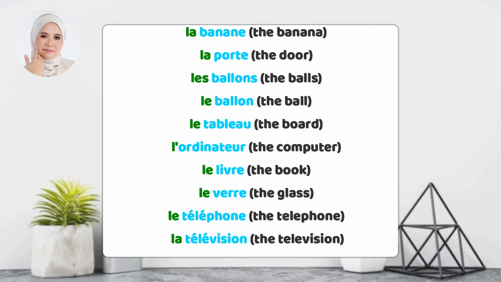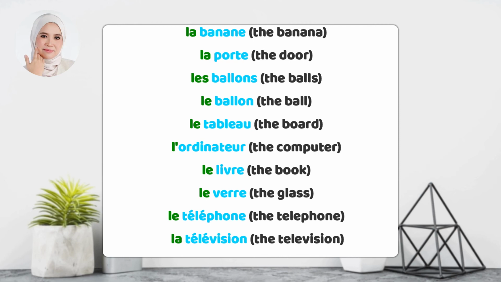But we also have quite a number of exceptions for masculine and feminine nouns. For example, we have livre. Livre, even though it ends with E, is an exception. It is not feminine, but instead it is a masculine noun. So we put le in front of livre. And verre as well. It is an exception, though it ends with E. It is a masculine noun. So we use le verre. Just like le livre, le verre, téléphone is also an exception to the general rule. So we put le in front of the word téléphone since it is a masculine noun.